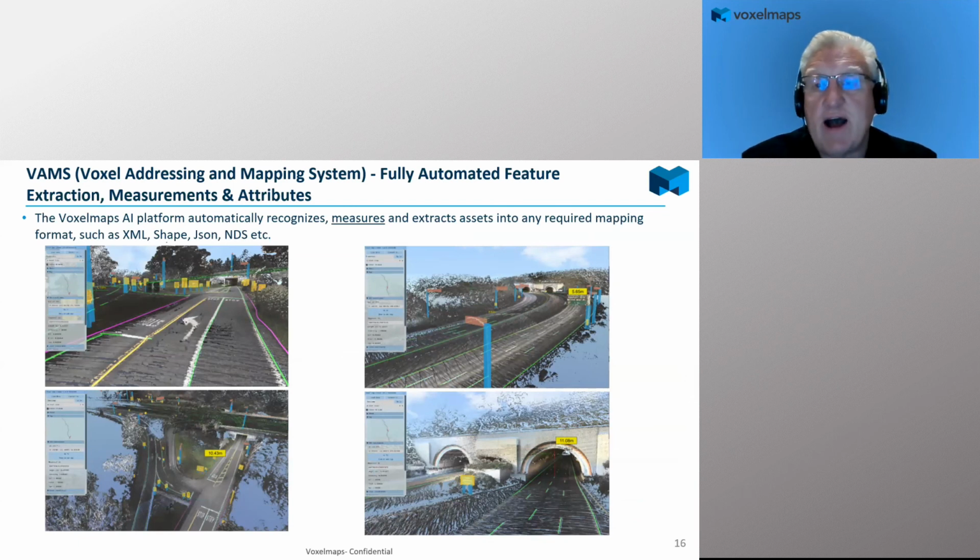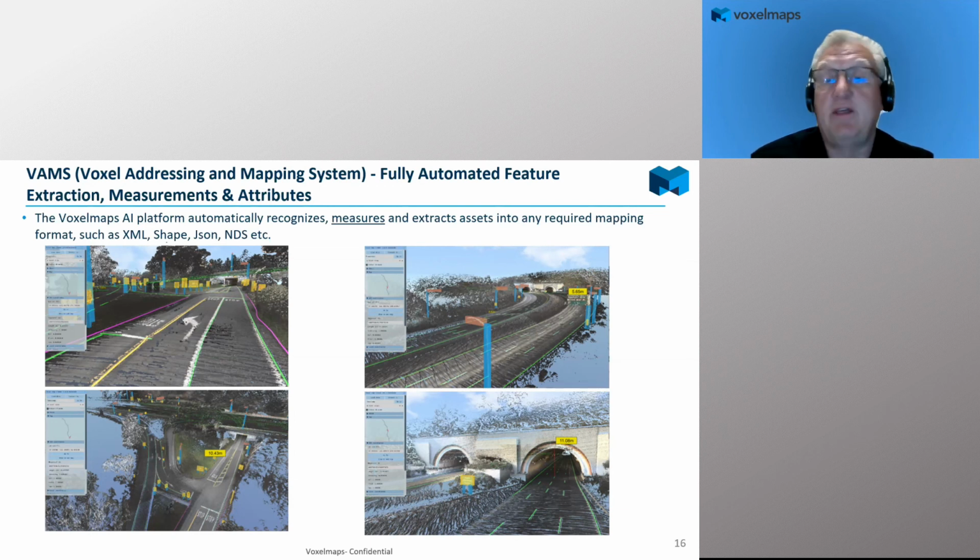The software I mentioned before is called VMAS, our back-end software. It's a voxel addressing and mapping system, and it allows the automatic recognition, measurement, and extraction of assets into any required mapping format. As I mentioned, we have a number of features that have been classified as objects in our library, and the system uses that library to automatically classify features.